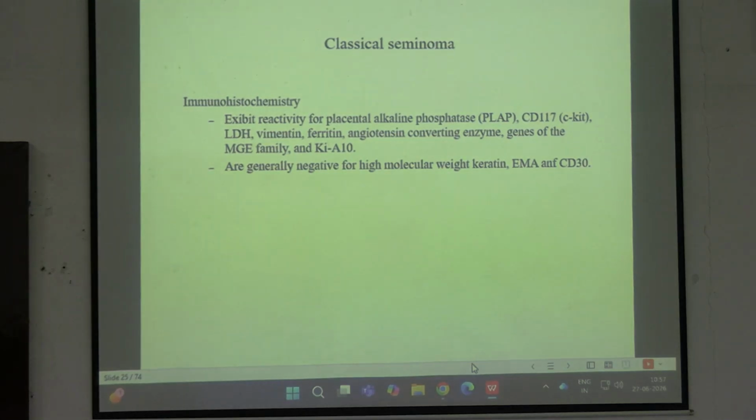For IHC, just remember PLAP, CD117. No need to remember so much in detail.